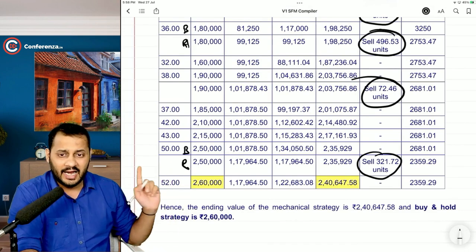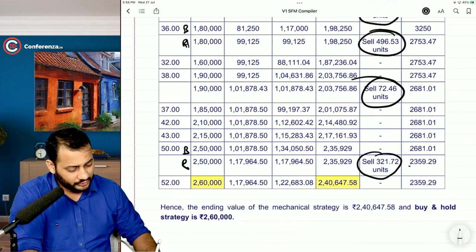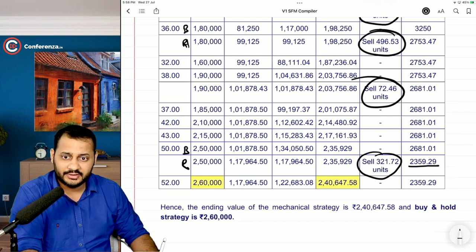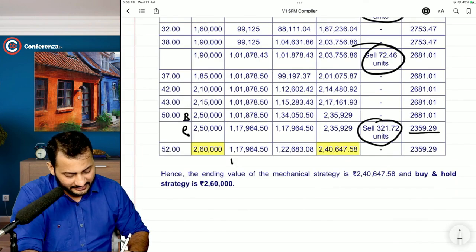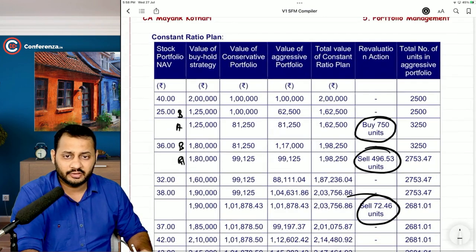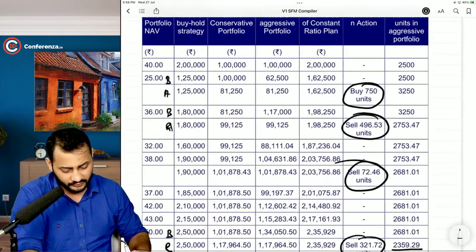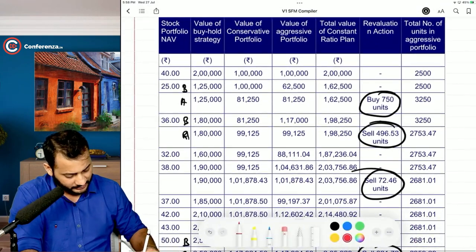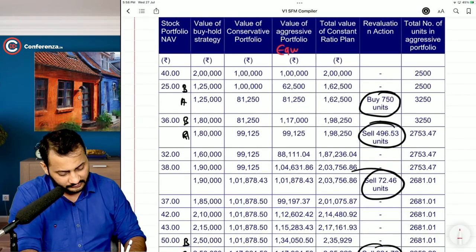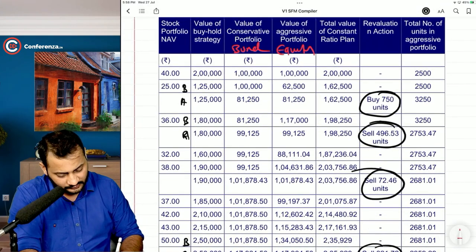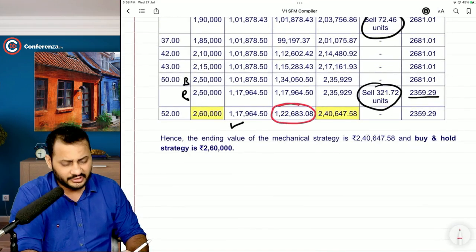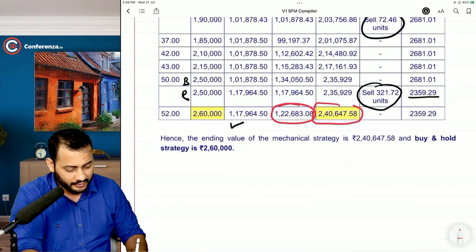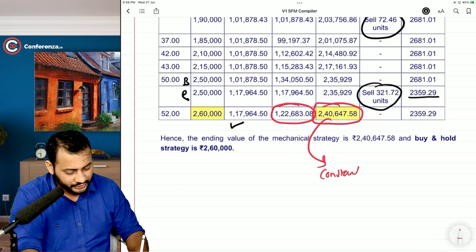This is over. And on the last day, you had 2359.29 units and 52 was the NAV. So you will see on the last day, the market price of your aggressive portfolio. This is equity and this is bond. So the market value of your equity component was this much and the total portfolio value was this much. See, this is the answer according to constant ratio plan.